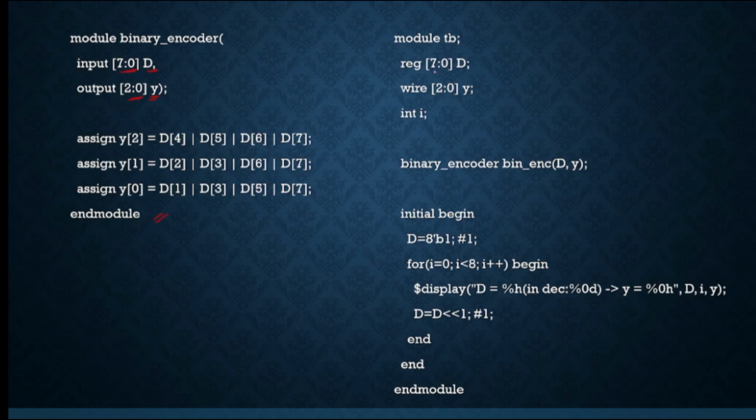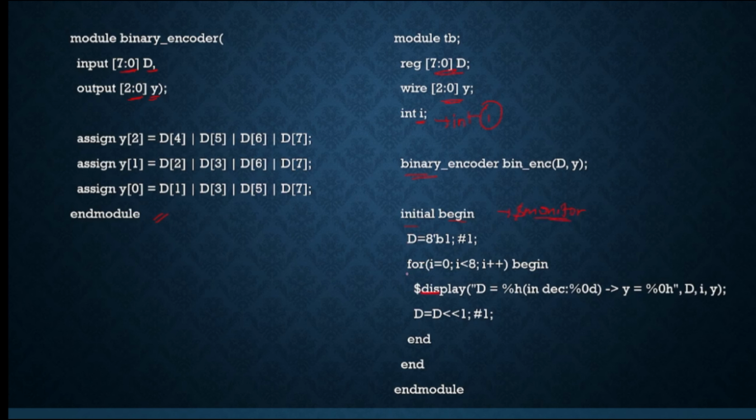If you see here, this is my reg, and wire obviously, and I'm taking another variable, int i. Okay, this is another variable I am taking, i. Here this is my instantiation, and then within initial begin, I'm not writing dollar monitor, but I'm writing dollar display here.